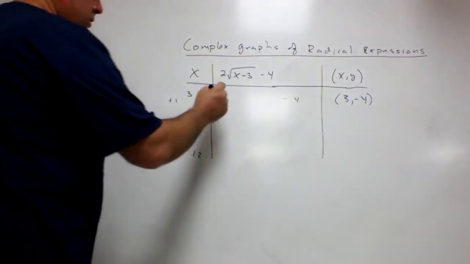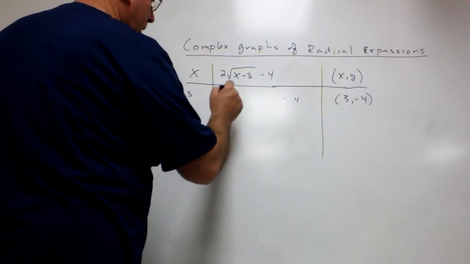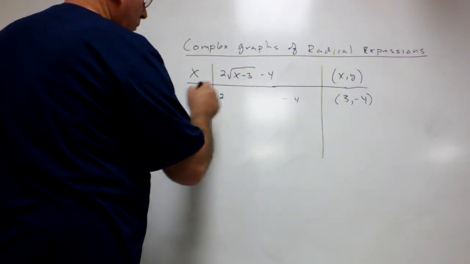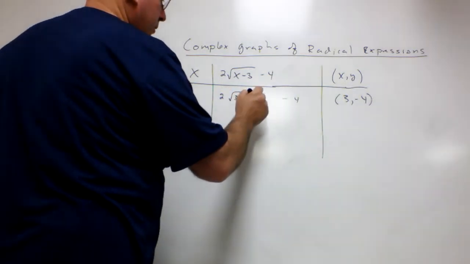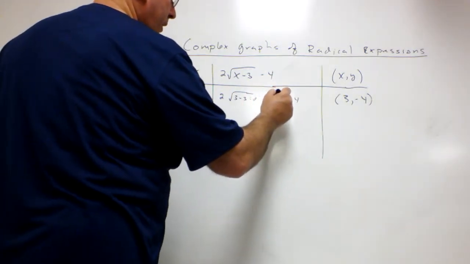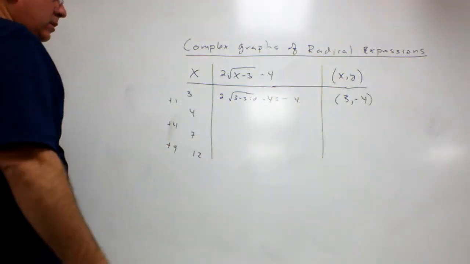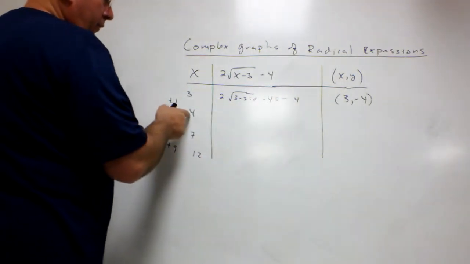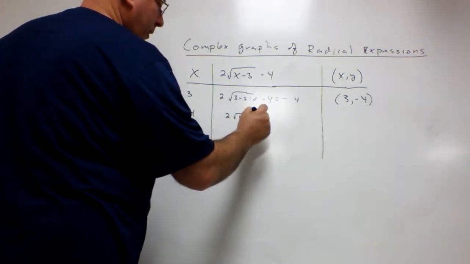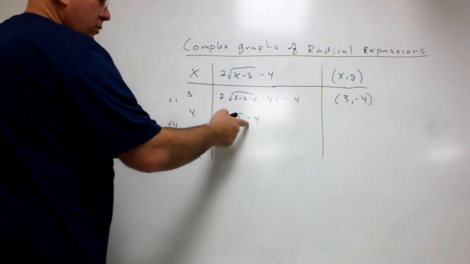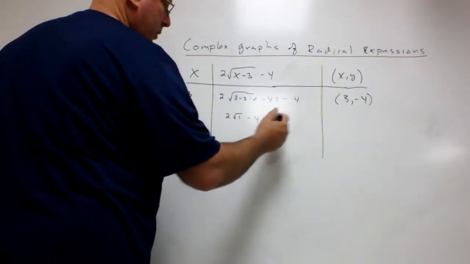And when we plug those in, in this first one, when we put the 3 in, we get the square root of 3 minus 3, which is 0, and then we subtract 4, and that's what gives us our minus 4. So if we put 4 in, we're going to get 2 times the square root of 1 minus 4. So it'll be 2 minus 4, which is negative 2.